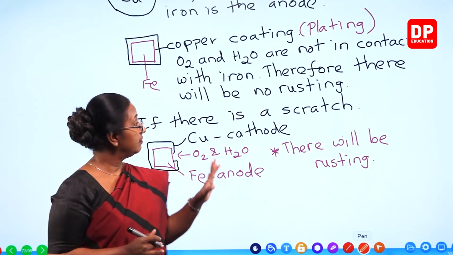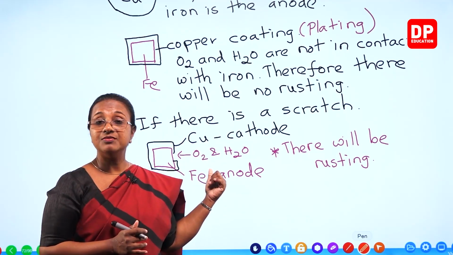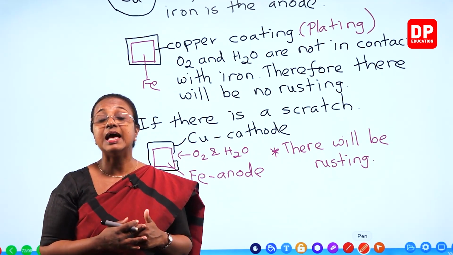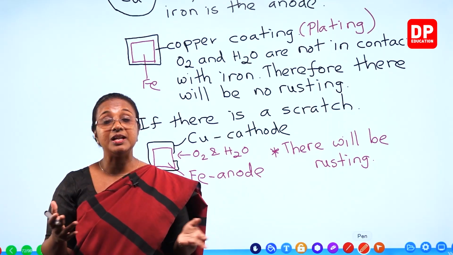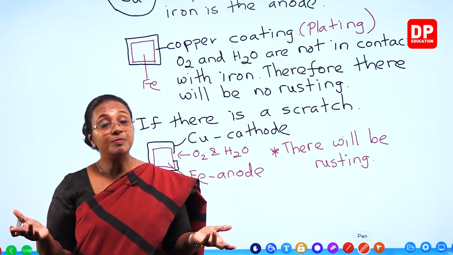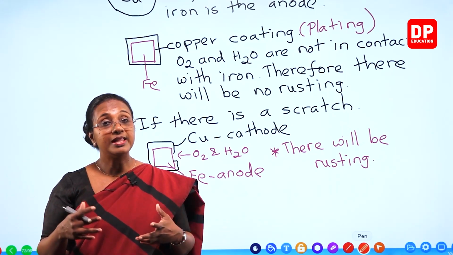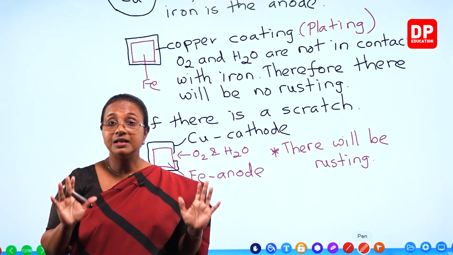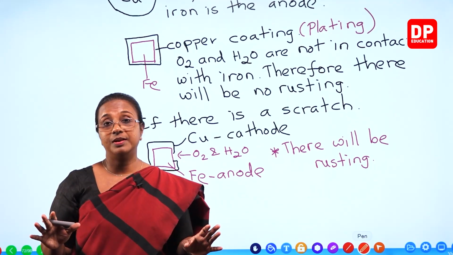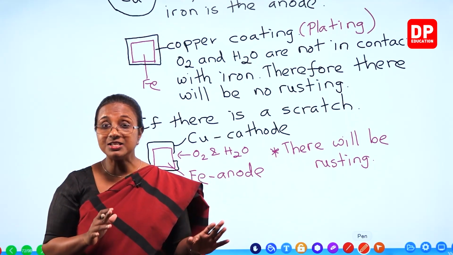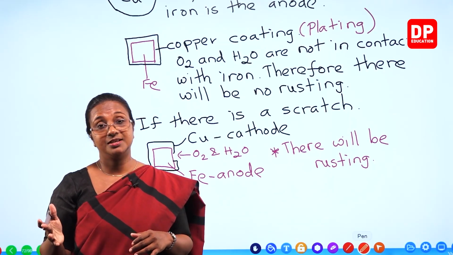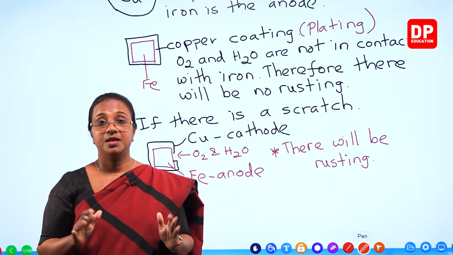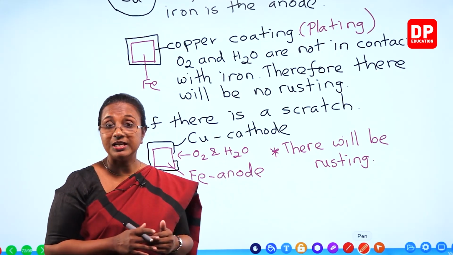But still, we do plate iron with copper or other metals which are below iron in the activity series. Silver plated, copper plated, gold plated. So all that is carried out. As long as the plating is complete, there is no problem. But if that gets scratched, then there will be rusting. You have to remember that, student. Is that clear? So with that, I'll move on to the next slide.